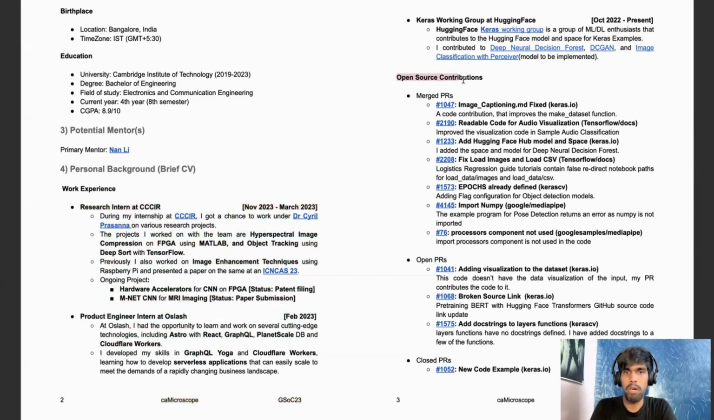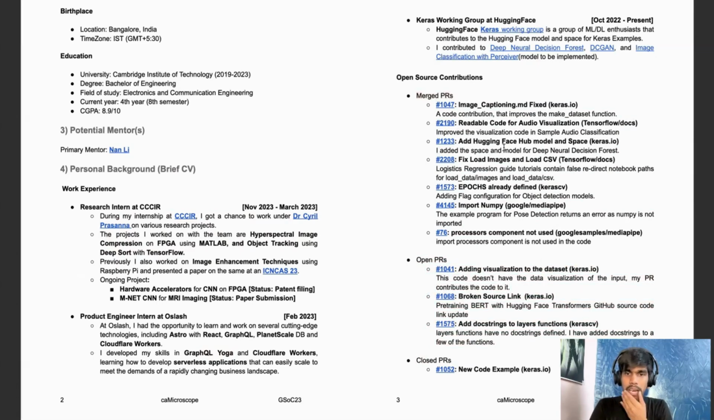Now comes the very important part, that is your open source contribution. If you don't have open source contribution, this is going to be very tough, but you can try your luck. I don't think it is going to be possible, but who knows? Just try out your luck. And now I just added all the merged PRs that I made, and whatever PRs were in open state and whatever PRs were closed.